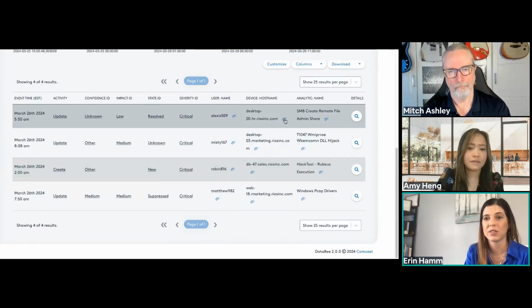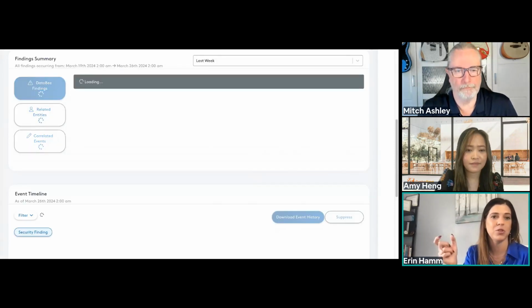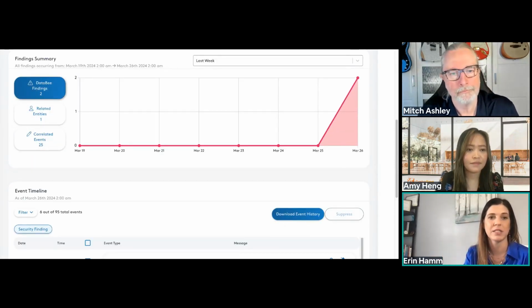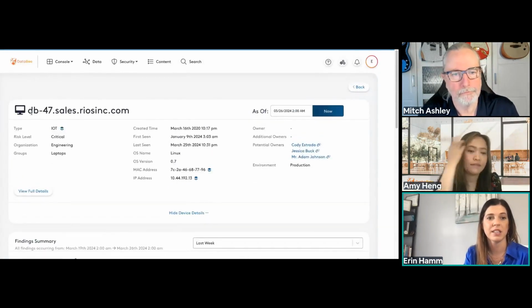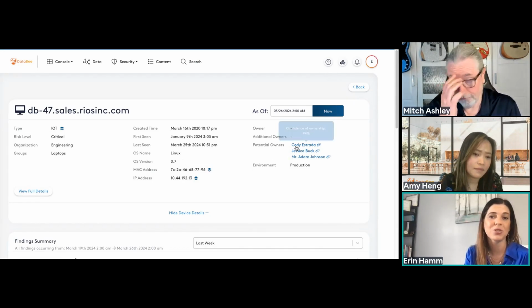Within each one of these, we also have the ability to pivot across. So anywhere you see this little chain link icon, you can double click into it, and that's going to pop you to a pivot of looking at that specific asset. And so here we can see this is the DB47. It's an IoT device. It belongs to the engineering organization. It's a laptop. When it was first seen, last seen, the operating system, who the potential owners are.